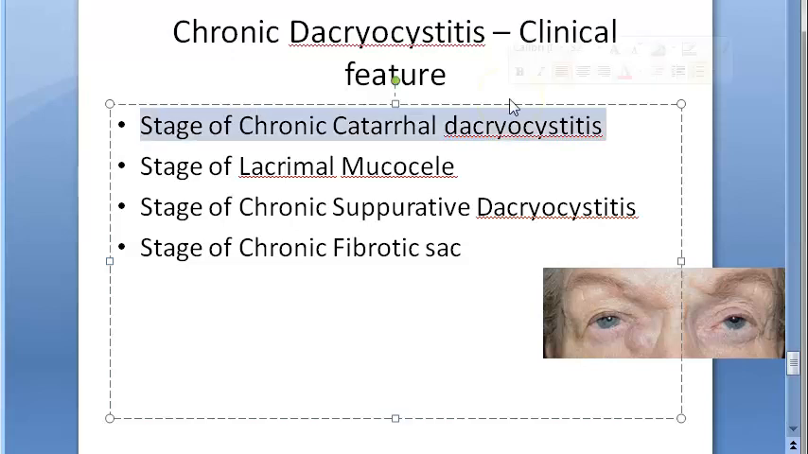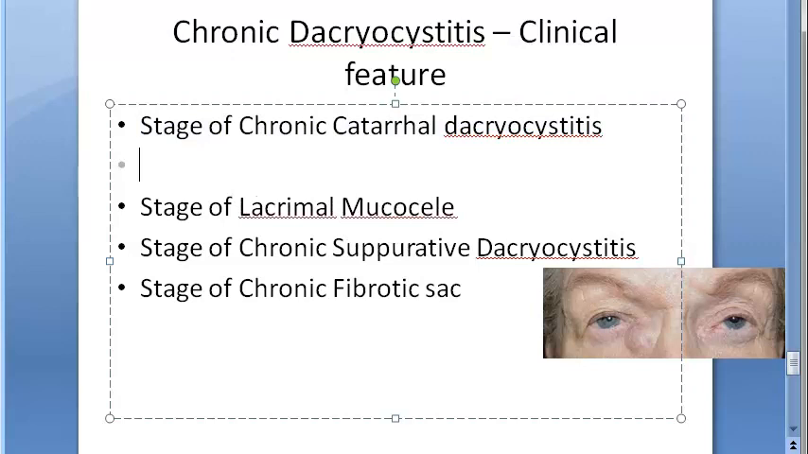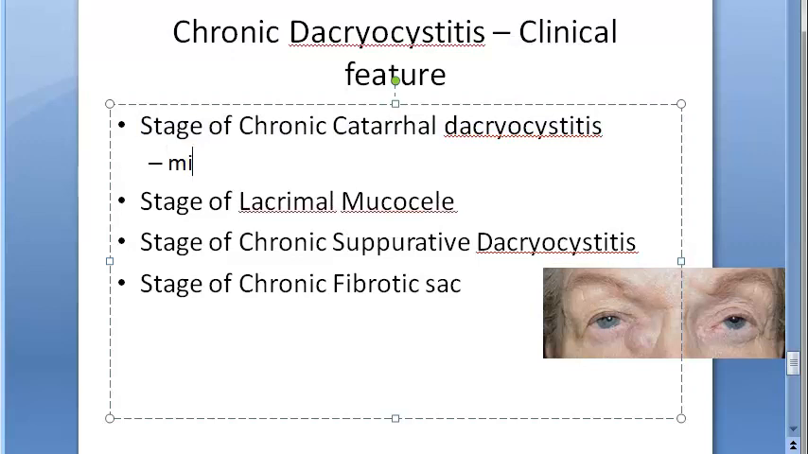Chronic catarrhal dacryocystitis. Basically here, there is mild inflammation. There is blockage of the nasolacrimal duct. Watering eye will be there. At this stage, this seems to be the only symptom, watering eye, with mild redness in the inner canthus. On syringing the lacrimal sac, either clear fluid or a few fibrinous mucoid flakes regurgitate. Dacryocystography reveals a block in the nasolacrimal duct. So what are you seeing here? Usually there will just be some mild inflammation.